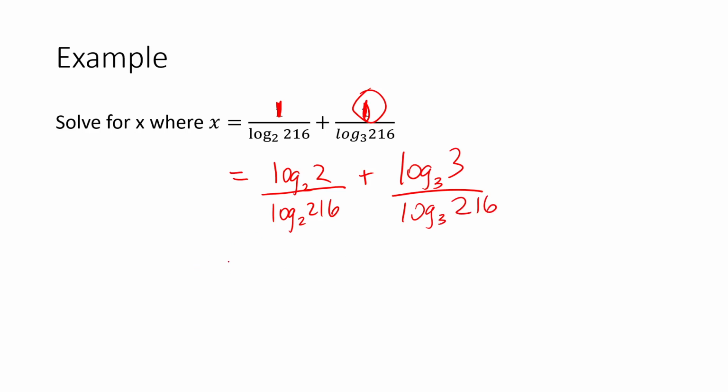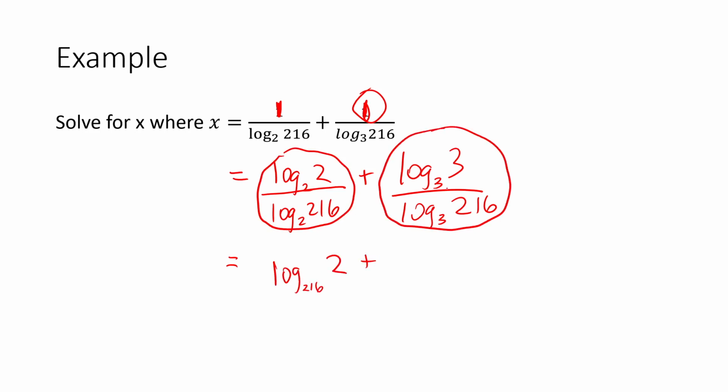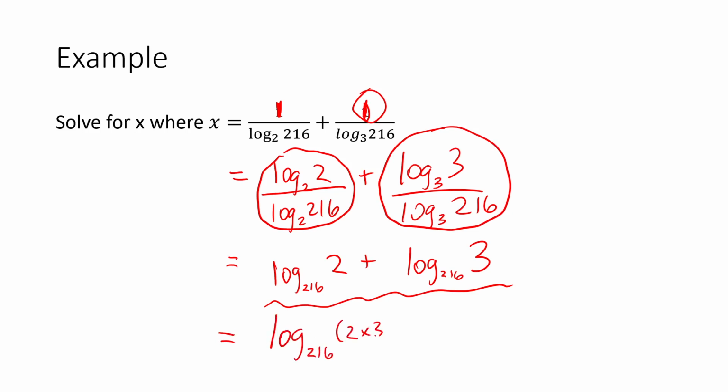And so what I'm ultimately going to be able to do using change of base formulas is say that this piece is equal to the log base 216 of 2. And this piece, using change of base formulas, is log base 216 of 3. Now I'm going to see that I can use a product logarithm rule. So I'm going to have log base 216 of 2 times 3. In other words, log base 216 of 6. And then we'll evaluate that. The answer to that is 1/3.